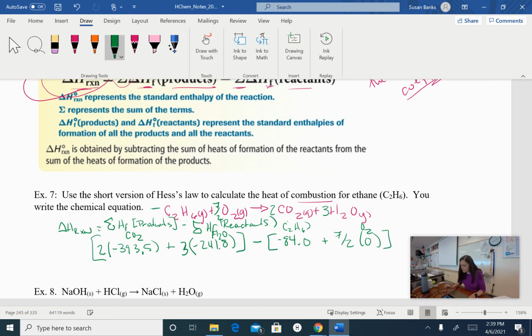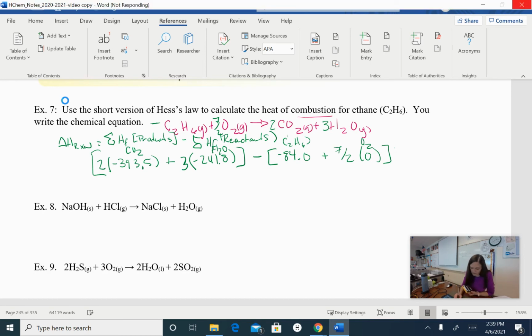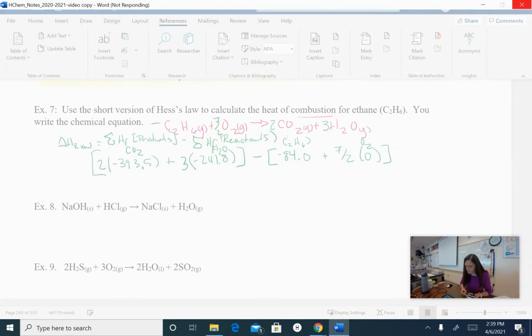Okay, so I'm going to add this up in my calculator. So if I do 2 times 393.5 times 2 plus 3 times 241.8, I get a negative 1,512.4 kilojoules there.